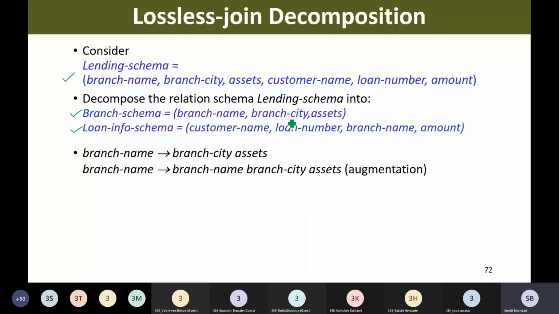Right? So branch name determines branch city and assets, and if we augment branch name to both sides, we may say that branch name determines branch name, branch city and assets. So branch name is determining all the attributes of this relation branch schema.